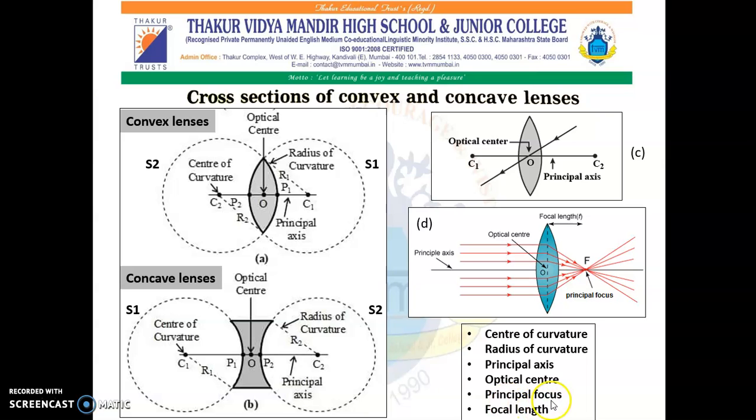Next is principal focus. To understand this, let us consider figure D. When the light rays parallel to the principal axis are incident on a convex lens, they converge to a point on the principal axis. Here you can see the light rays are meeting at one point. This point is called the principal focus of the lens. And the distance between the optical center and the principal focus is called the focal length of the lens.